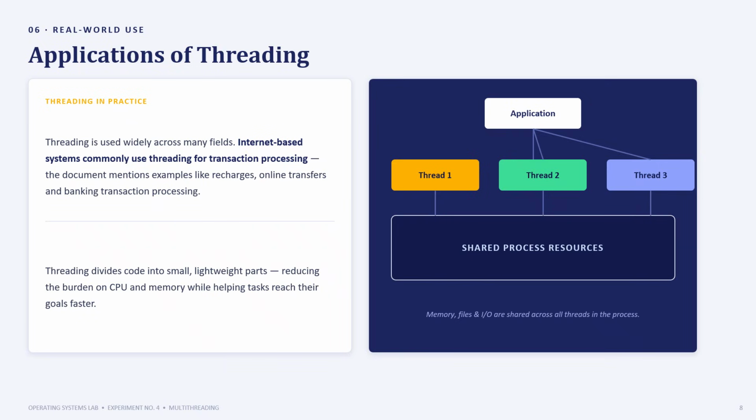See this diagram. One application creates thread 1, thread 2, and thread 3. All 3 threads share the same process resources, that means memory, files, and input output. Everything is shared between threads. This sharing is what makes threads communicate so fast.